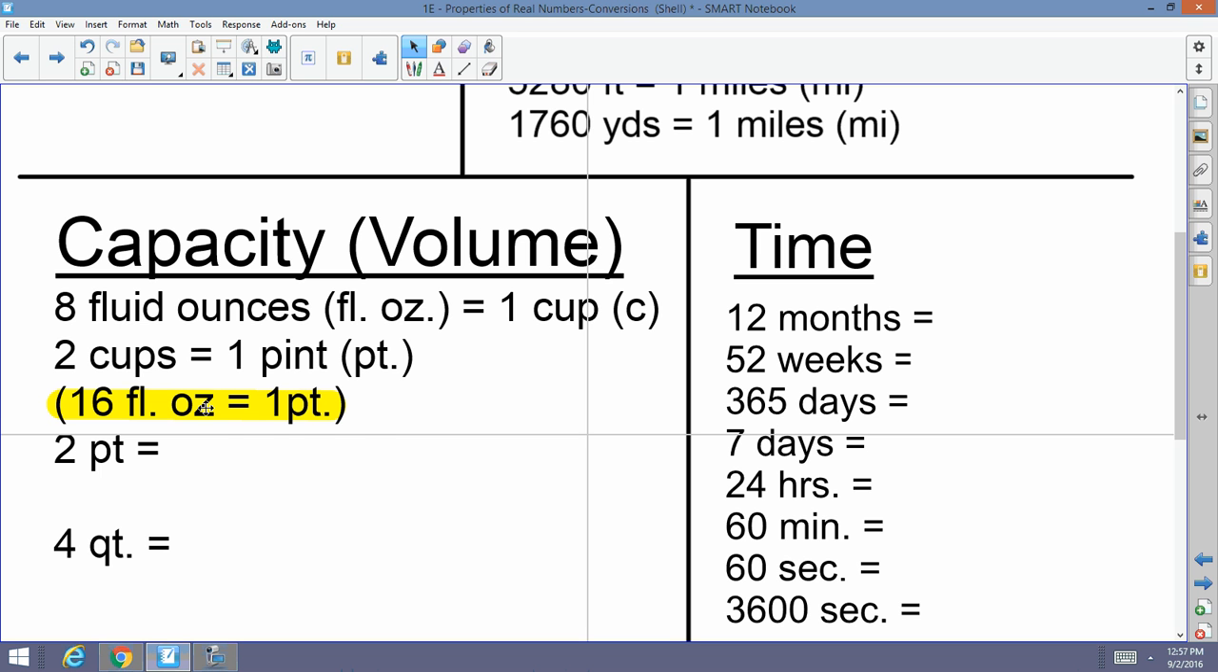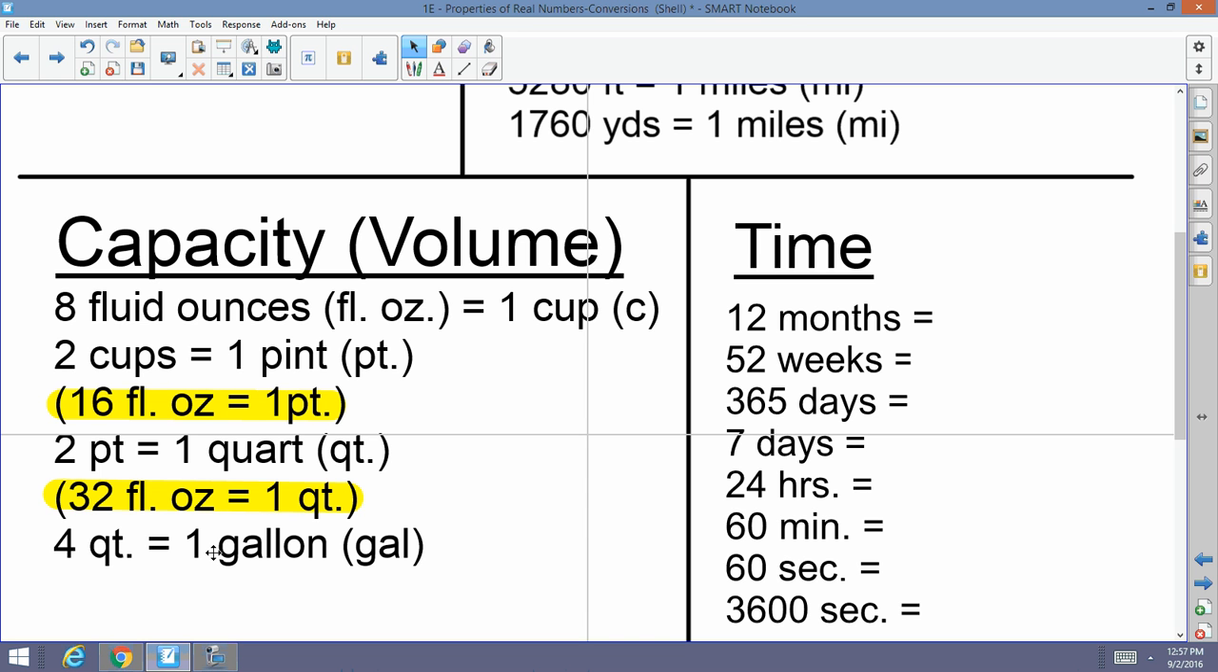2 pints equals 1 quart. By the same logic, if there's 16 ounces in 1 pint, and there's 2 pints in 1 quart, that means that there are 32 fluid ounces in 1 quart. And in 4 quarts, you have 1 gallon. Same logic with the ounces. If there are 32 fluid ounces in 1 quart, but there are 4 quarts in a gallon, then you're going to have 128 fluid ounces in a gallon.